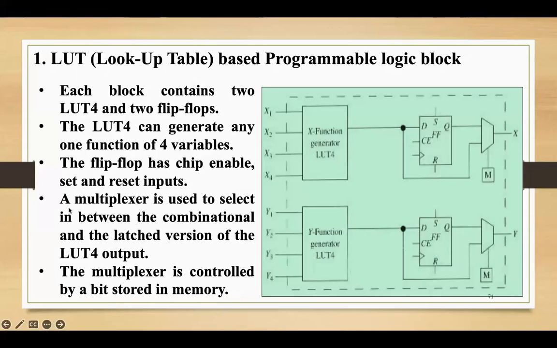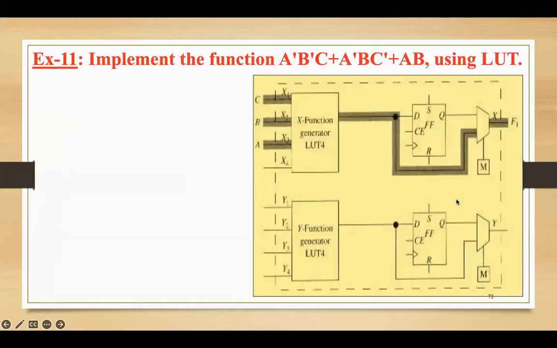So just like that. A mux is used to select between the combinational and the latched version of the LUT output. So you have your LUT here, and it will have an option either to select one from the function generator, or it can just take from the flip-flop. Since this is a D flip-flop, as we know, whatever is the input, the same thing comes across the output side, but there's going to be a slight delay. The multiplexer is controlled by a bit stored in the memory, and this is represented as M.